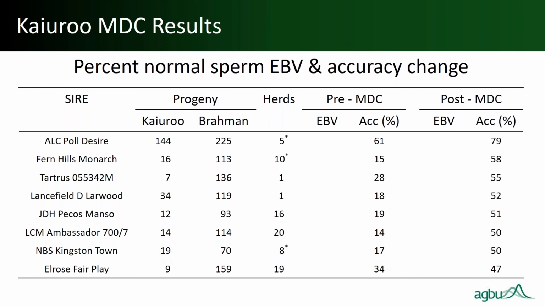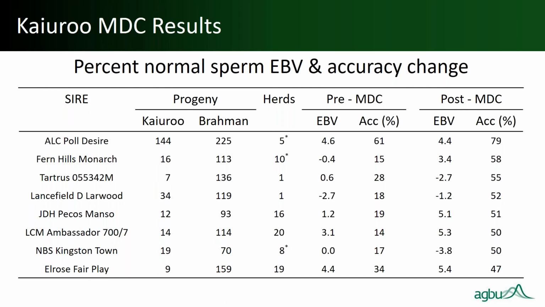But for all of these other bulls, this was a trait that was not being well described in the evaluation prior to this. And after it, we see significant increases for this Fern Hills bull, increasing from under 20% to almost 60%. For the Ambassador bull, below 15 to 50%. So really useful levels of accuracy gain. And on average, for the sires evaluated for this, we achieved an increase in accuracy of around 30%, which takes them from being, in many cases, essentially not described for this trait to being fairly well described.